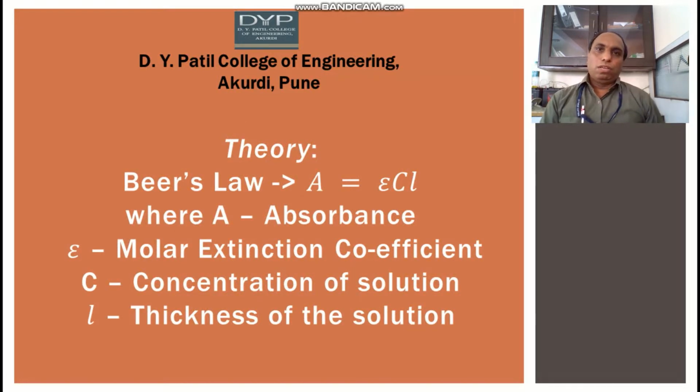We are verifying Beer's law, where I can say Beer's law is A equal to epsilon C L. So what does it mean by A, epsilon, C and L? A is nothing but absorbance, epsilon is the molar extinction coefficient, C is the concentration of the solution and L is the thickness of the solution.